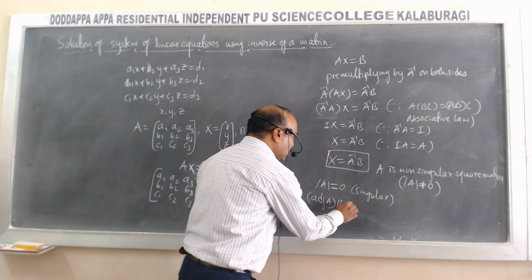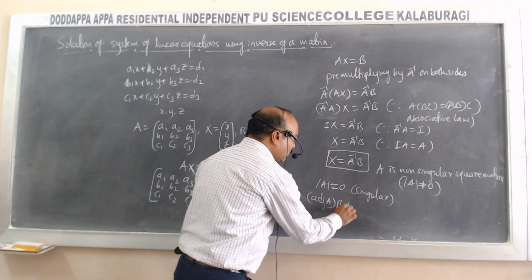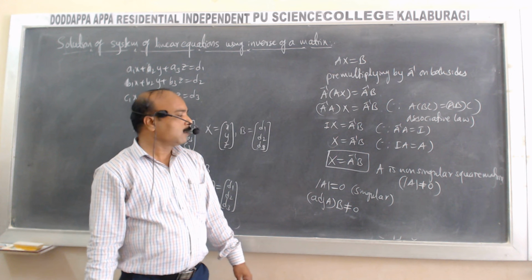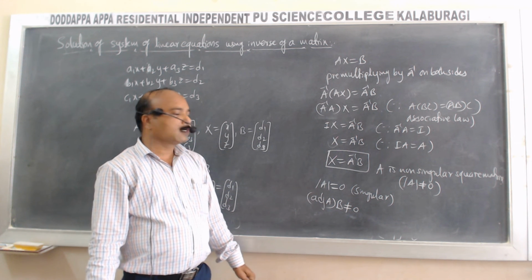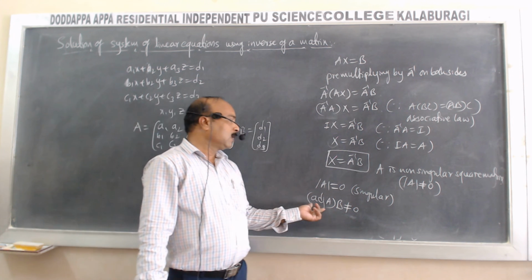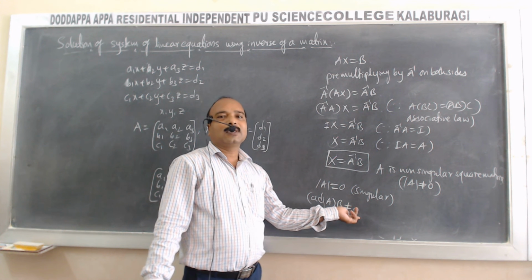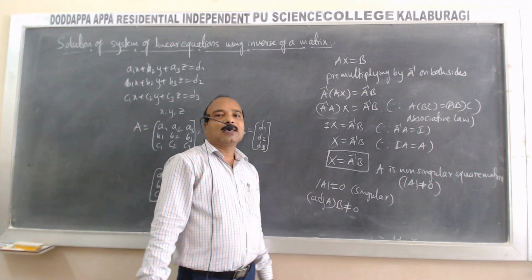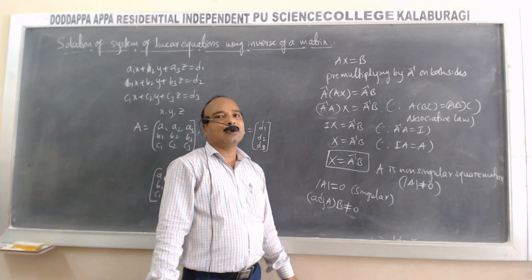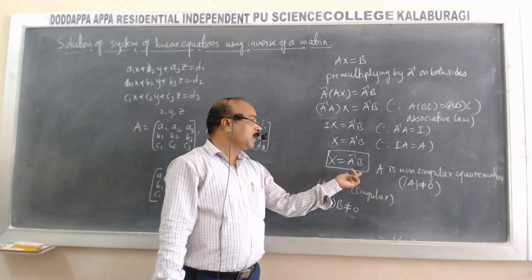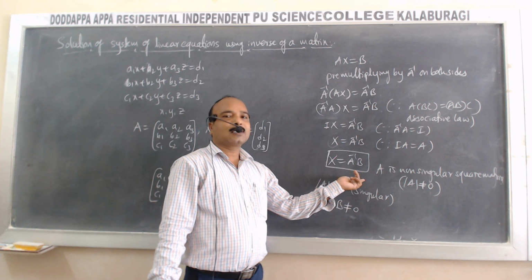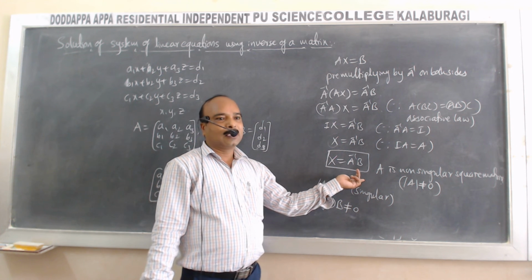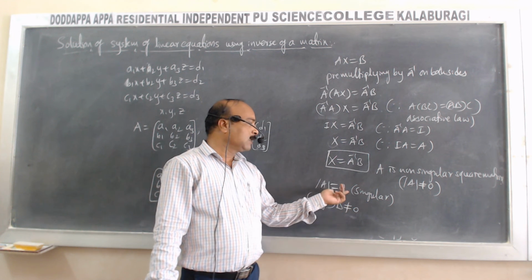Suppose the determinant is not equal to 0, then it may have a unique solution or a number of solutions. Suppose the determinant of adjoint of A into B is also equal to 0, then the system is not having any solutions, so it is considered inconsistent. If determinant of A is not equal to 0, then the system is consistent, and we can get a unique solution. Otherwise we can check these two conditions.